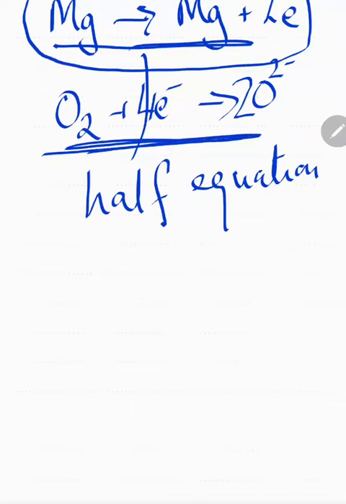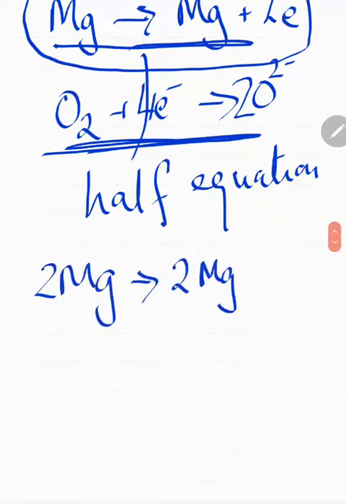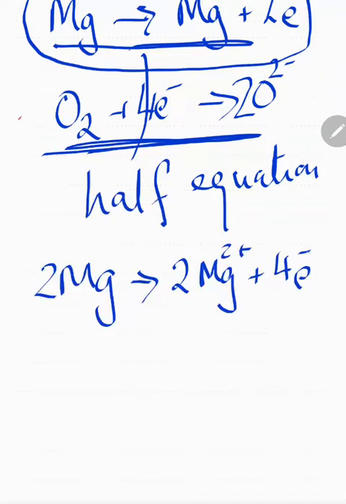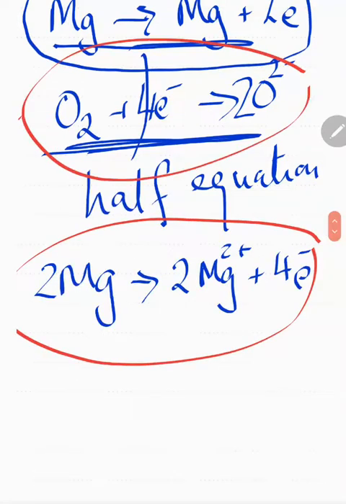When we add 2 half equations, we need to ensure that both equations have the same number of electrons. So I'm going to multiply magnesium's equation by 2. It becomes 2 Mg becomes 2 Mg2+ plus 4 electrons. I'm going to add that equation with this equation.